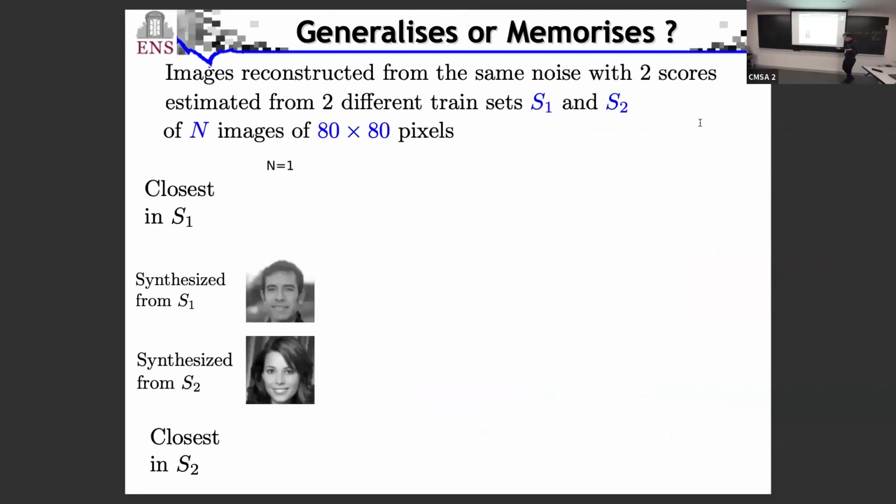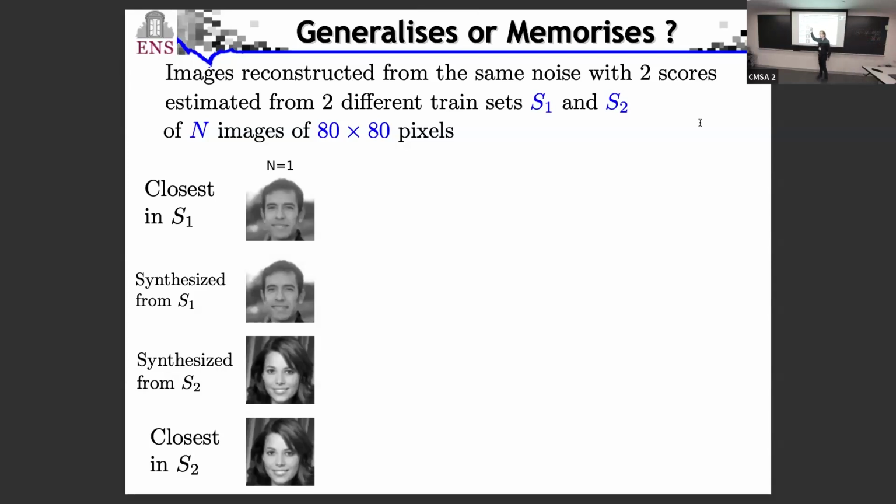So here's the experiment that we're going to do. You take your database, you separate it into 2 disjoint sets of images, okay? And you are going to train a first network from one set and a second network from the other set. Then you begin from the same white noise and you compute the transport with your 2 networks, okay? And you look at the image which is synthesized. So here the set has only 1 image, and here are the 2 images generated from the same white noise. Now you can look in your database if these images do exist by finding the closest one.